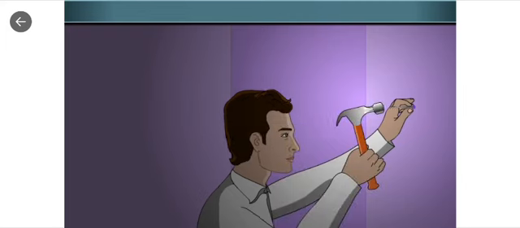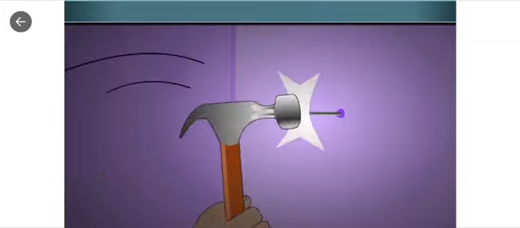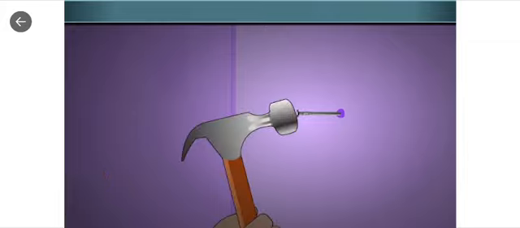A person wants to pierce a nail in his room's wall. As the moving hammer strikes the nail, it moves in the direction of the applied force. Thus, the work done is positive as the force exerted and direction of motion of the object is same. So the nature of work done is positive.